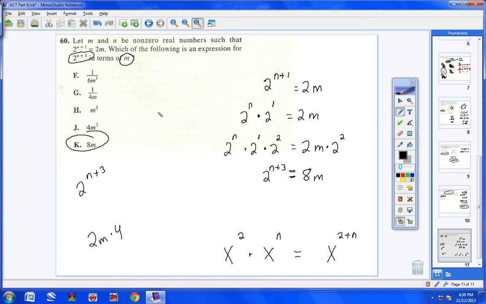Now that's a tough one. I'm going to tell you something. They were testing you here on your exponential properties, multiplying like bases, going forward and backwards. They were testing your ability to take a function and write it in terms of another variable, which is very difficult to do, but very helpful. And then, of course, they were working on your simplifying abilities also. So that's it. These are the 60 problems.